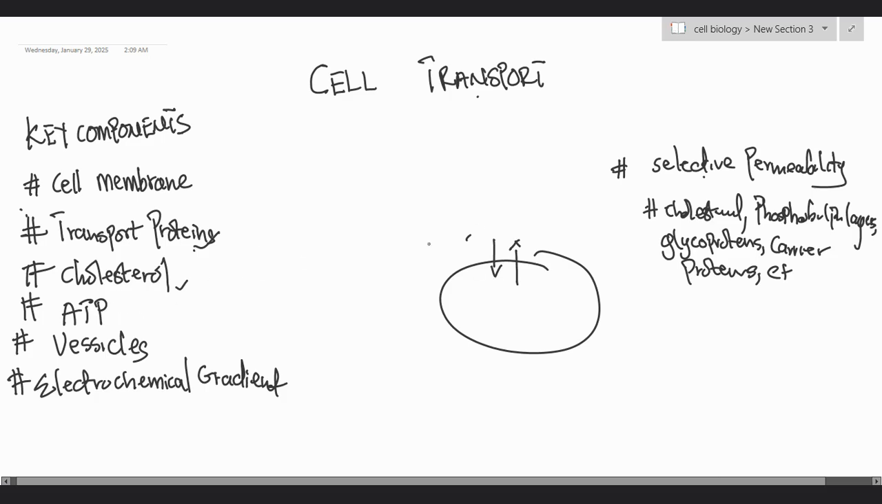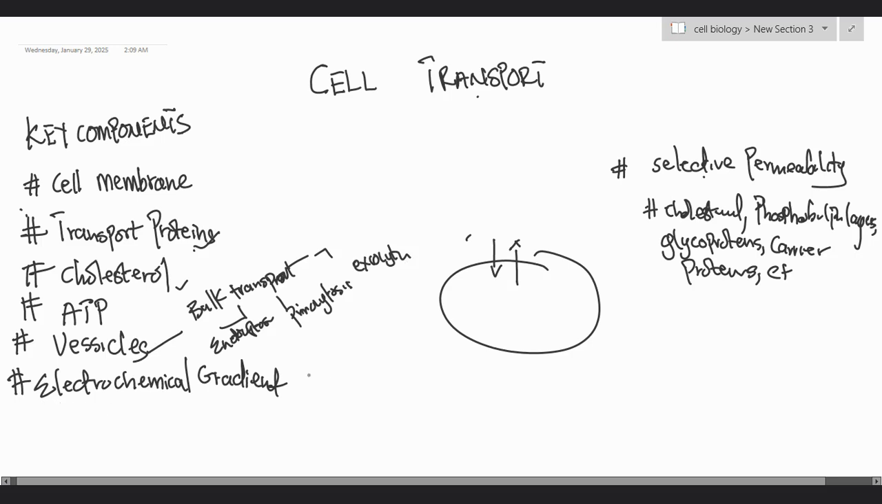And then the ATP, adenosine triphosphate. The ATP is what ensures the active means of cell transport. We will later look at active transport. We realize that the ATP has a role to play when it comes to active transport. And then the vesicles mostly play a role in bulk transport, where we have endocytosis, pinocytosis, and then exocytosis. So the vesicles play a role in cell transport.